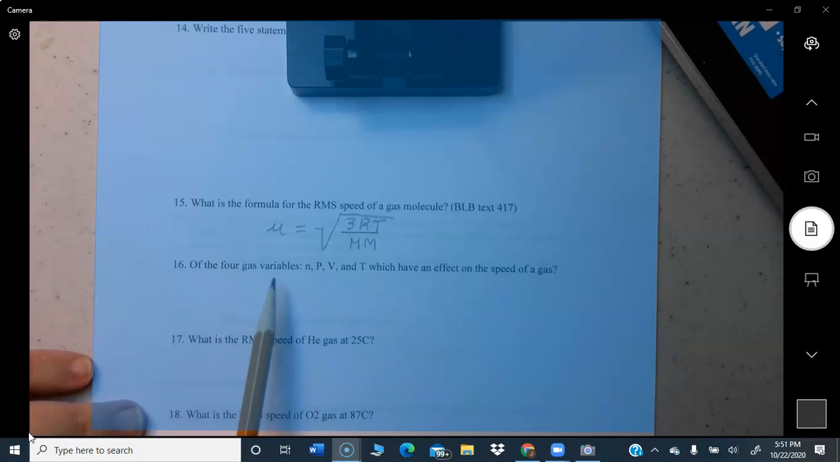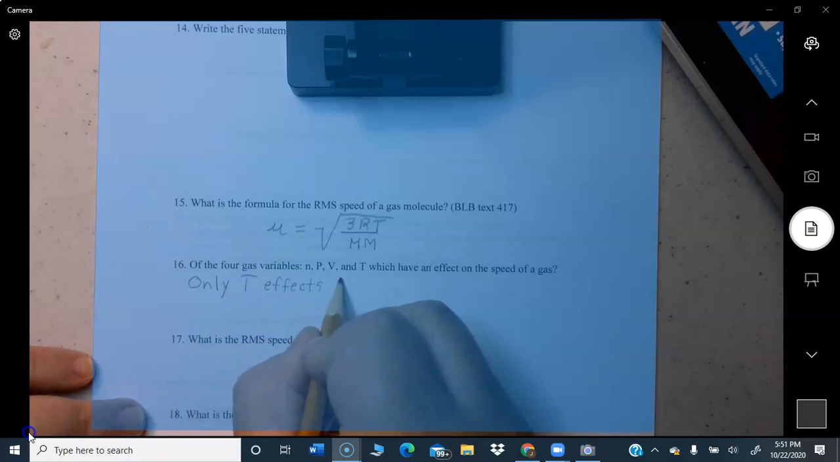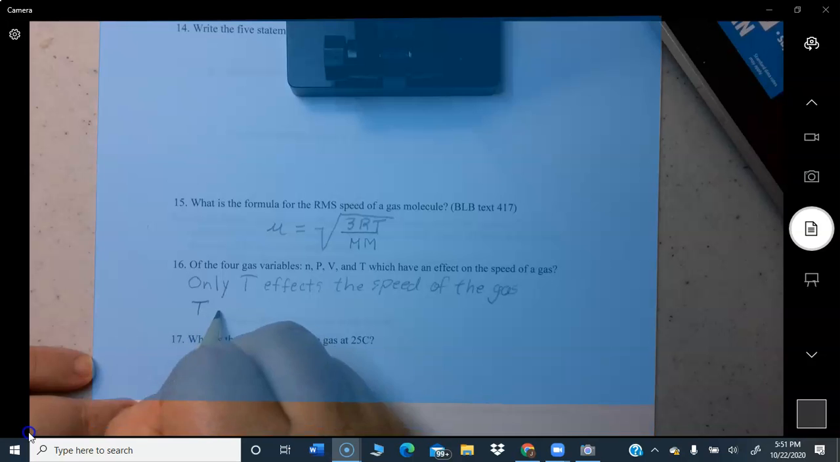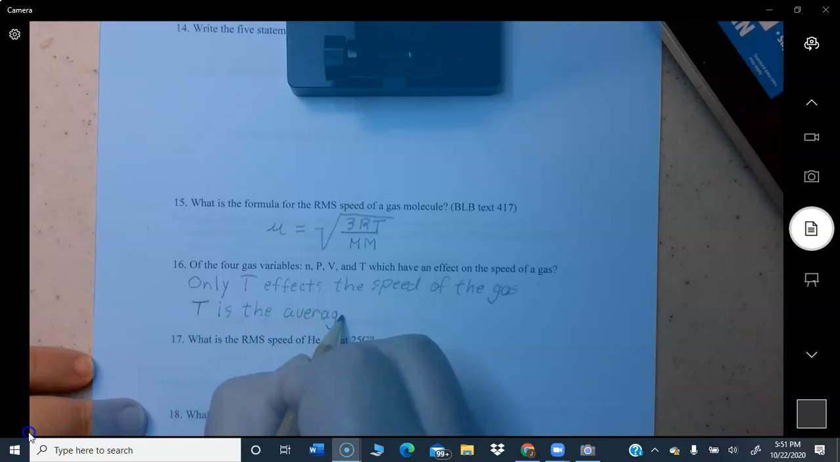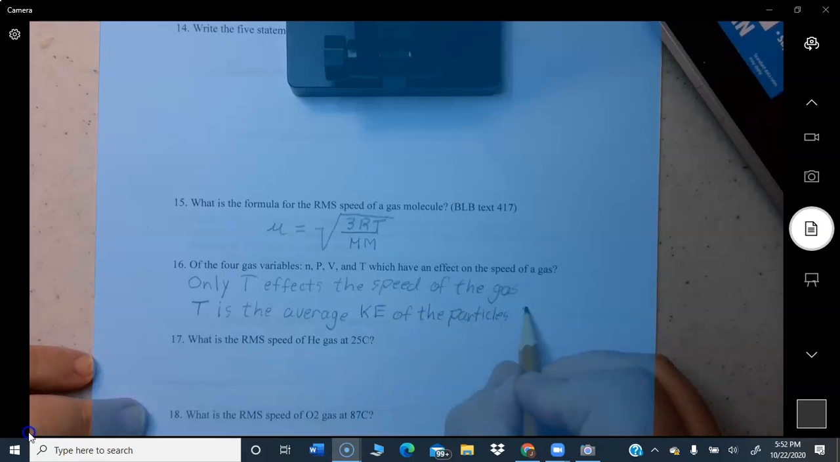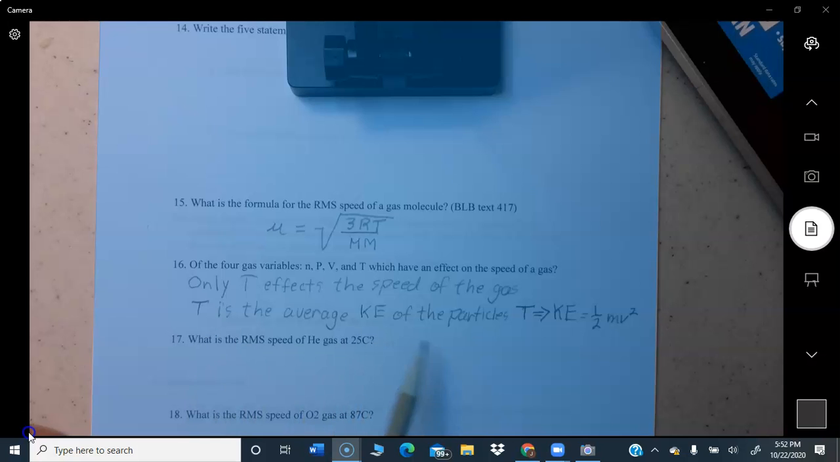Okay. Of the four gas variables, N, P, V, and T, which have an effect on the speed of the gas? The answer to that is only T. So only T affects the speed of the gas. Temperature is the average kinetic energy of particles. So when temperature goes up, it means the kinetic energy has gone up.